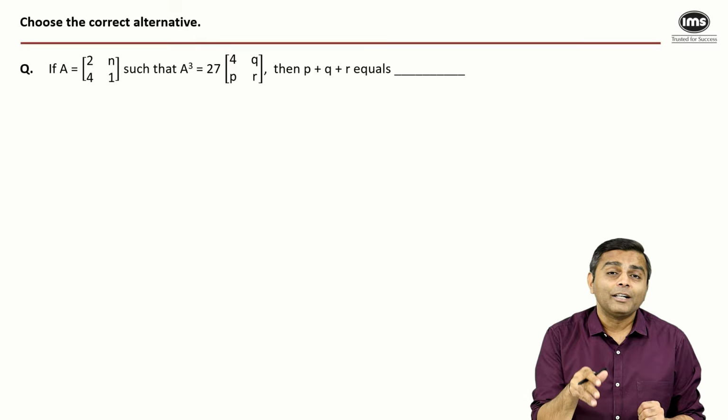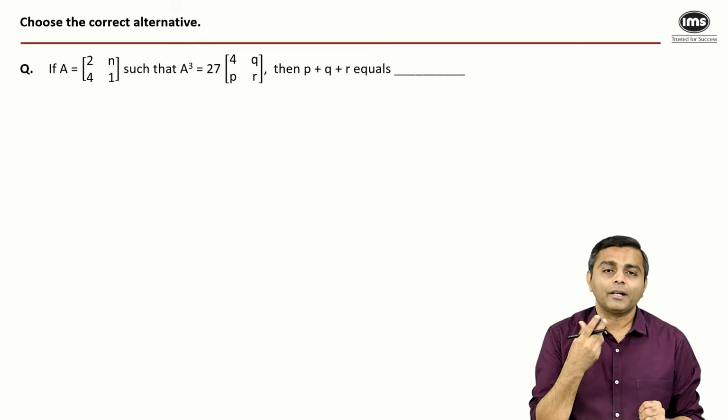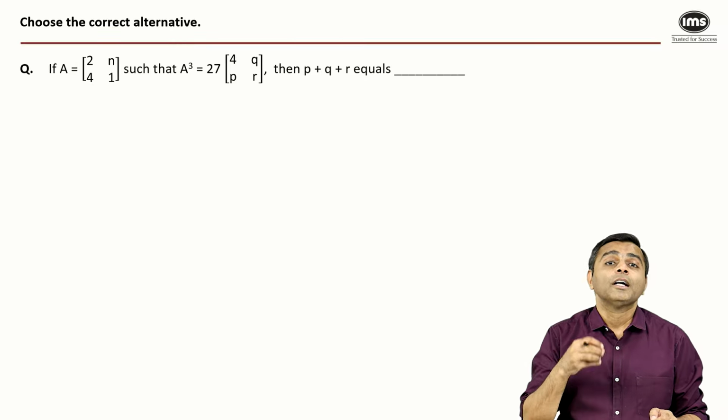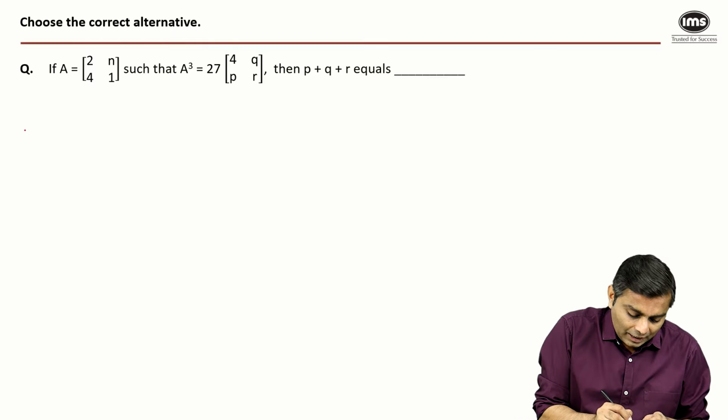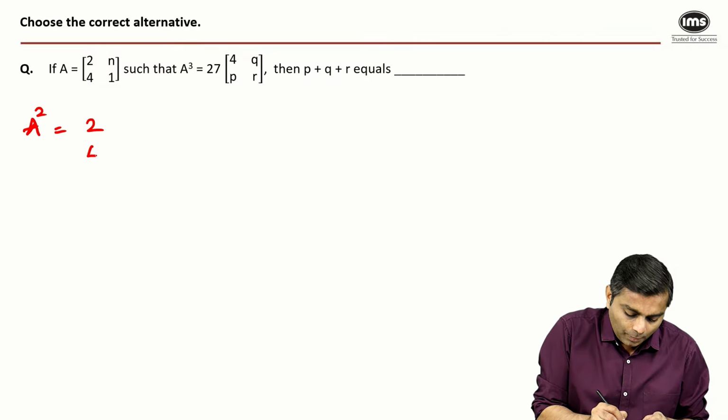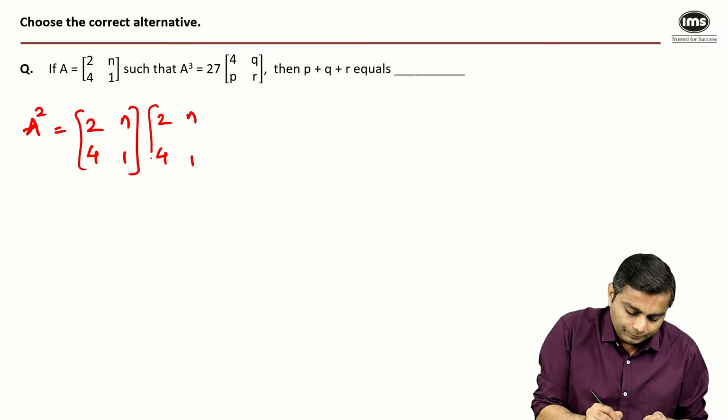Therefore, and definitely it's an essay section. It's a little lengthy, but in the essay you have all the time in the world. You definitely should have done this question. Okay, let's start. We'll start with A squared. So, A squared is what? 2, 4, n, 1 multiplied with another 2, 4, n and 1.